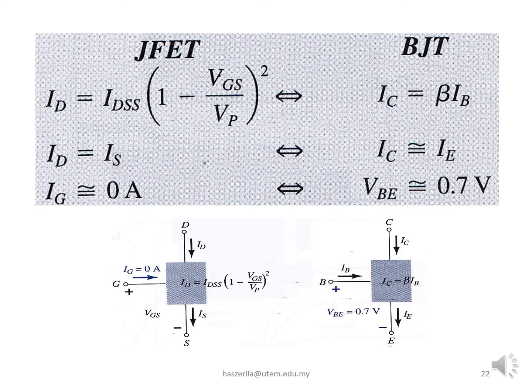The BJT is a current-controlled device, so we rely on the equation IC equals beta IB. The value of beta is always constant, therefore IC is approximately equal to IE. Please take note that VBE for silicon is always equal to 0.7 volt.